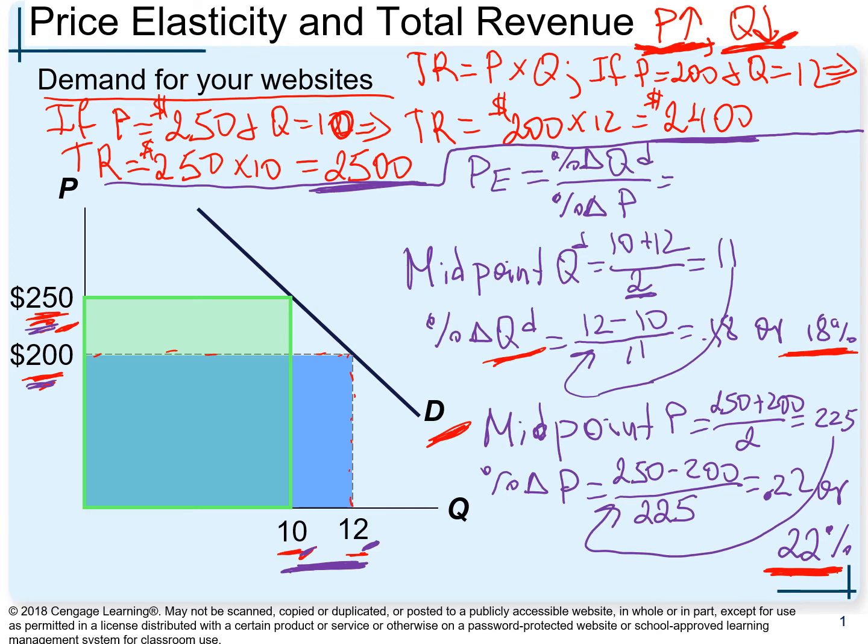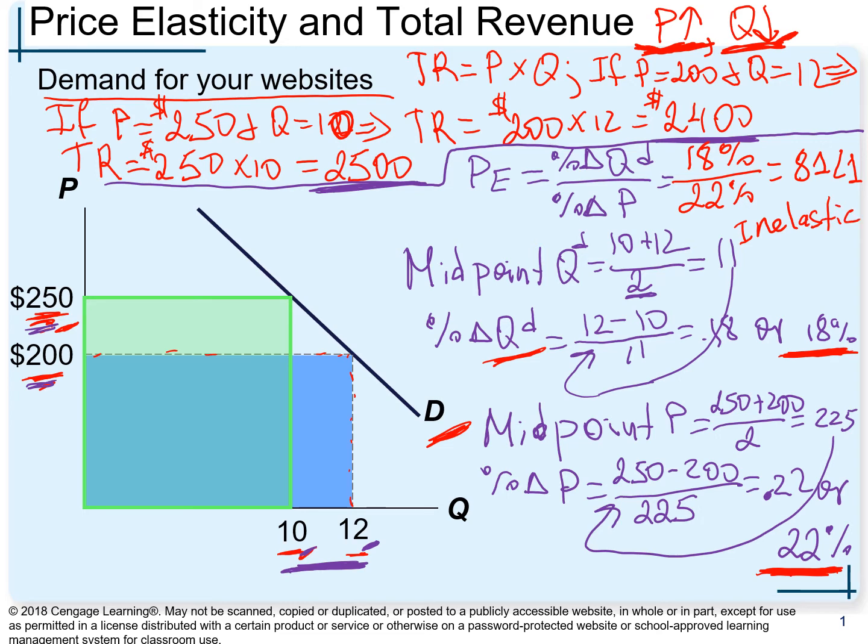So customers are not sensitive to a price change, because price increased by a lot, quantity demanded decreased by less than the price. What kind of elasticity are we going to have? It's going to be inelastic demand, isn't it? So if I put the 18% change in quantity divided by the 22% change in price, it's going to be 0.81. Remember, this is less than 1, and therefore it's going to be inelastic demand.